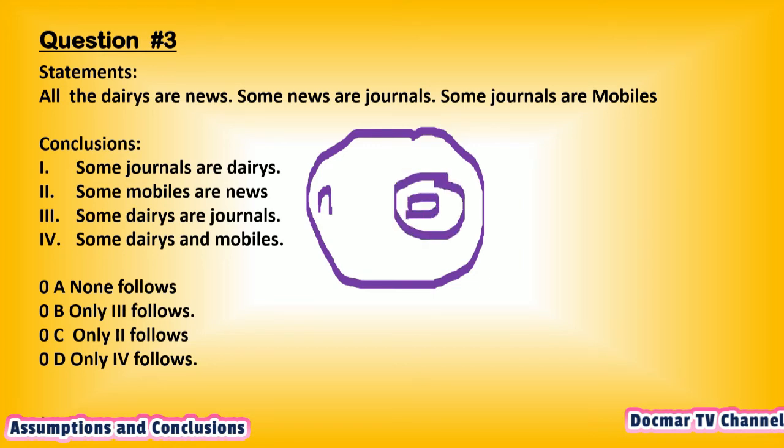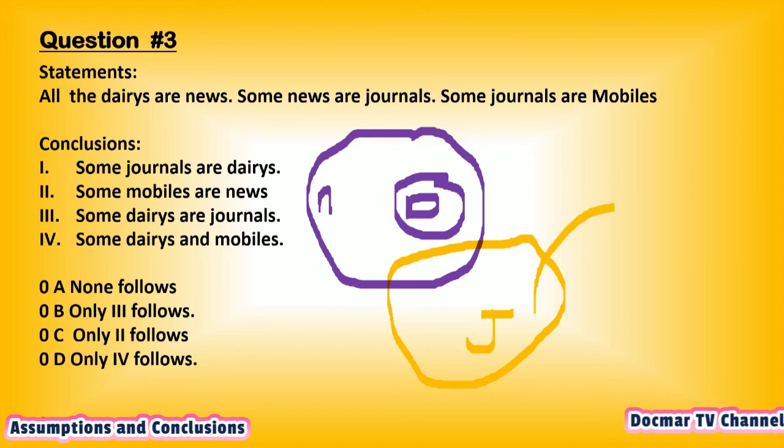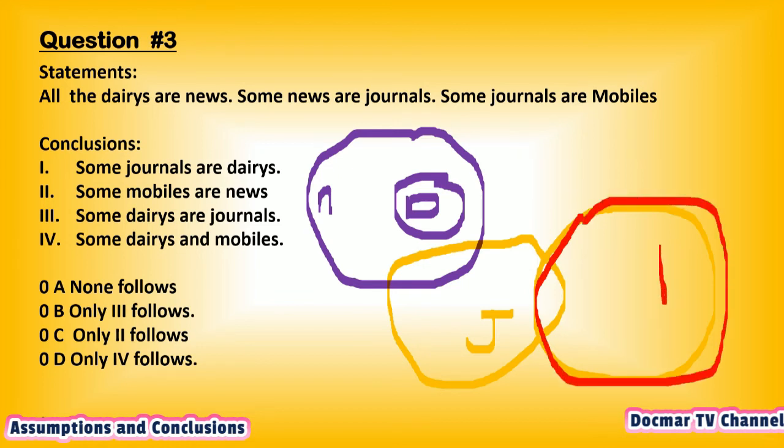Dairies, so we have to write D here. Some news are journals. Let's see whether some news are journals. This is J, and some journals are mobiles.